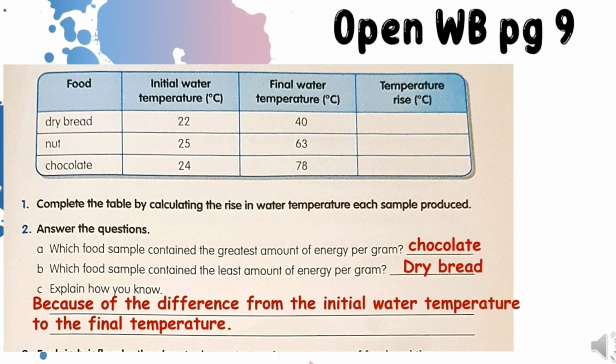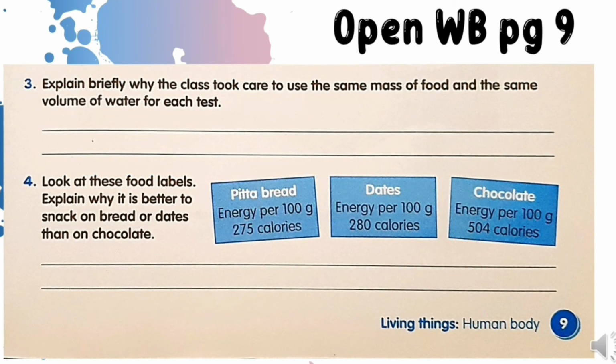Okay, now the next one. Explain briefly why the class took care to use the same mass of food and the same volume of water for each test. Why they did not use 2 gram of dry bread and 5 gram of chocolate, or they used 100 milliliter of water for the first one and 200 for the second one. Yes, remember in the first days when we learned about the scientific method, we discussed we should use everything same to have a yes, fair test. To make a fair test.